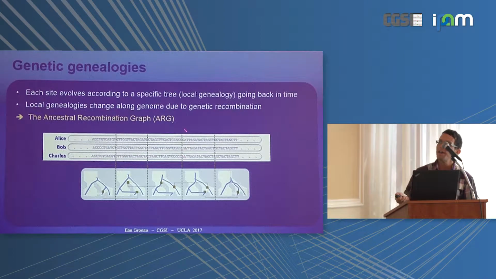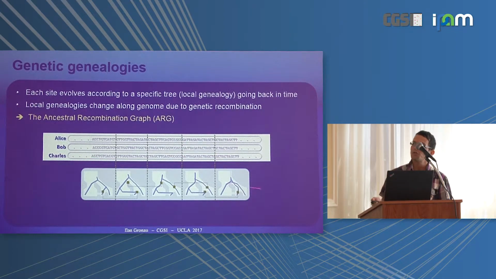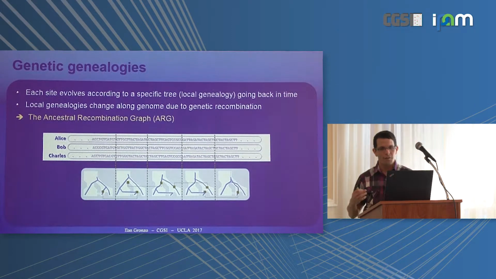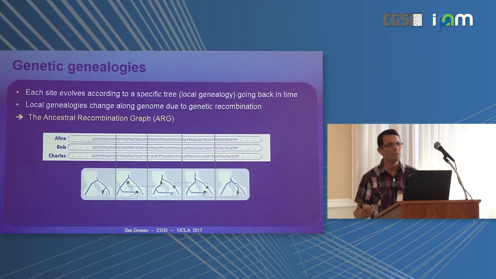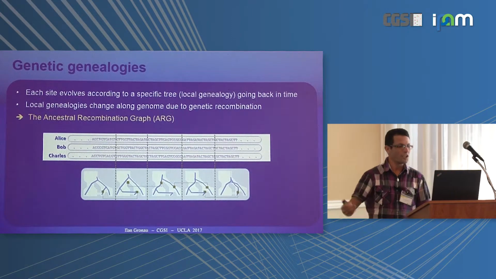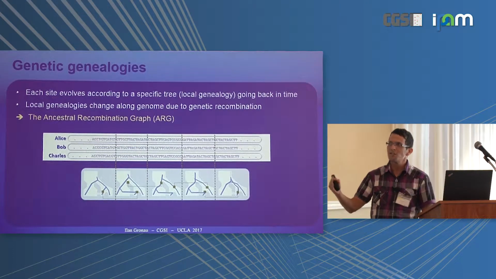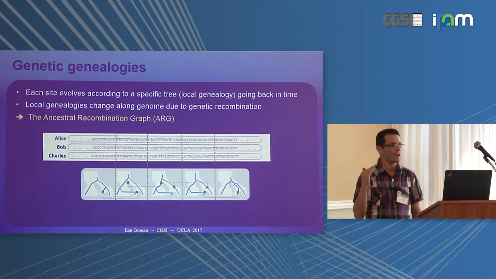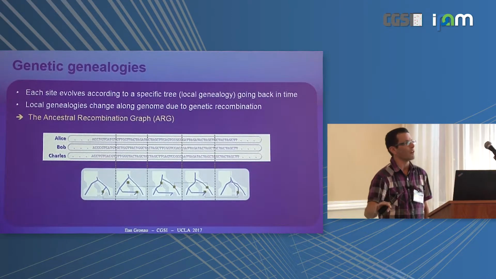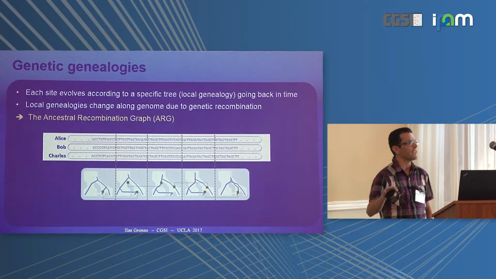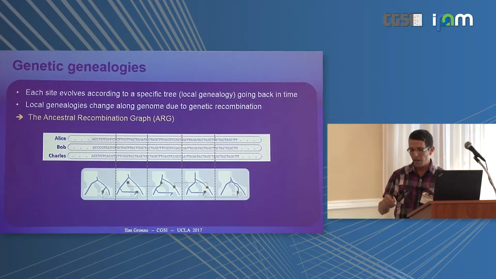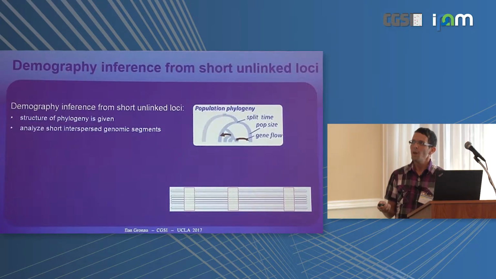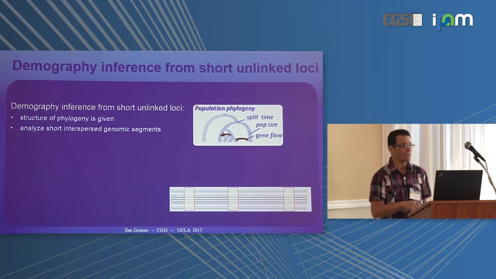So one final thing is, again, this structure, this tree that evolves along the sequence, is called the ancestral recombination graph. I think it's going to be mentioned in several of the computational population geneticists' talks, so it's a very useful term to keep in mind, and it's something that I always have in my head when I try to think about these problems: what does the ARG really look like? How can I actually use it? So how does that relate to demography inference?